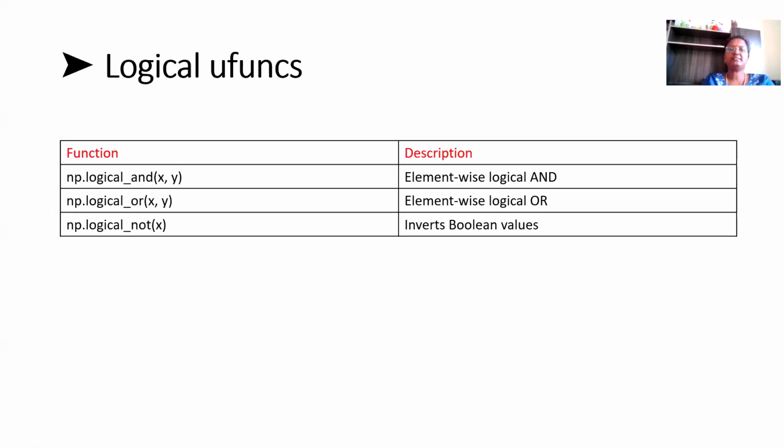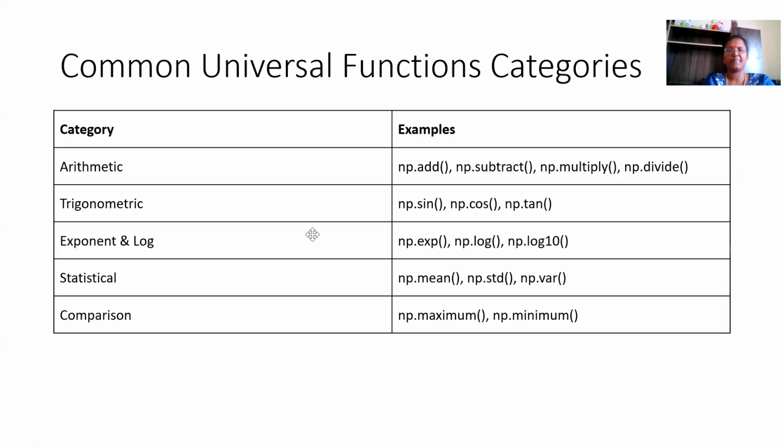And logical universal functions. In the previous lecture we have seen and, or, not. So the element-wise logical and, or, and Boolean functions also are introduced in universal functions. Here you can see the syntax: np.logical_and, np.logical_or, np.logical_not of input. So if you simply give the input, it will give you the output.